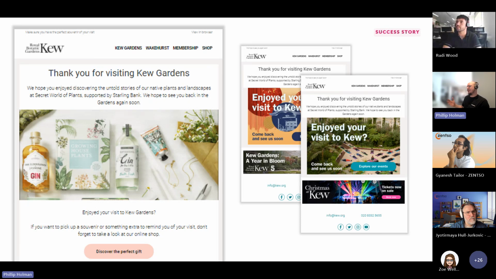Ultimately, if you've been to the Royal Botanical as an international visitor, you're probably not going to come to a local event, but you might buy some merchandise on the left, but ultimately they wanted to get the guys that are local to them to the event again and to the events.